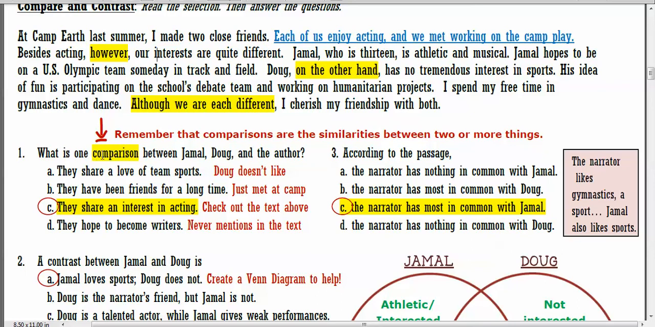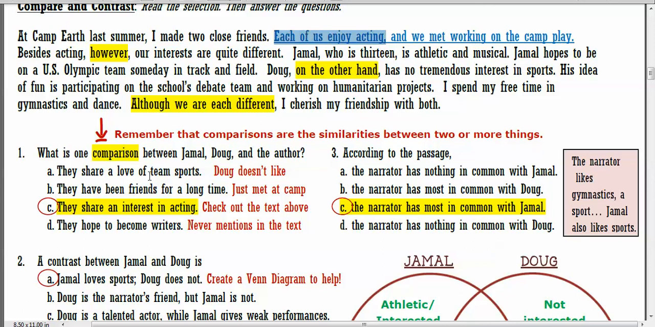The first question is, what is one comparison between Jamal, Doug, and the author? Remember, a comparison is what is similar between these three people. The answer for this one is C, that they share an interest in acting. In the text, I bolded, changed the color, and underlined this section: each of us enjoy acting, and we met working on the camp play.